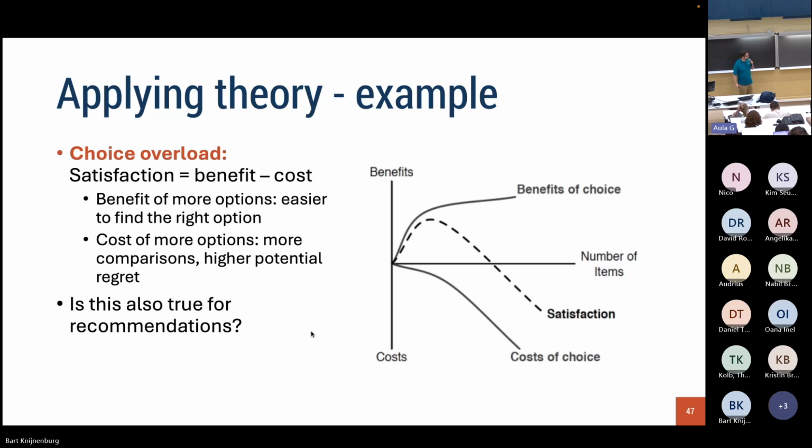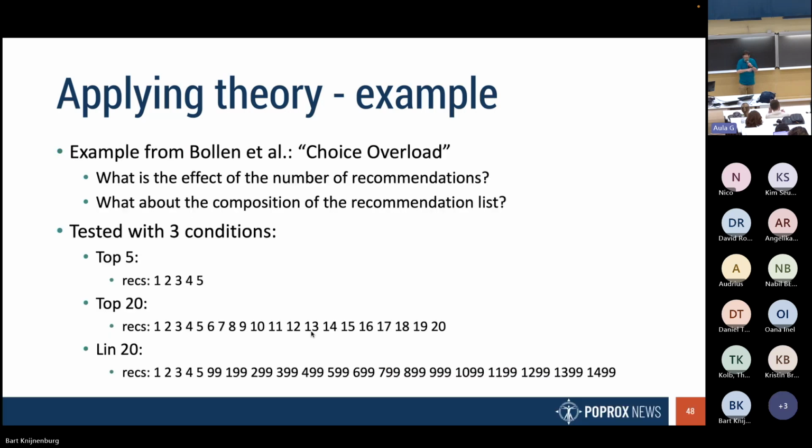Is this also true? The consequence of that is that you have an optimum somewhere. Is this also true for recommender systems, is what we asked ourselves. So we did this study. What's the effect of the number of recommendations? What's the effect of the composition of the recommendation list?